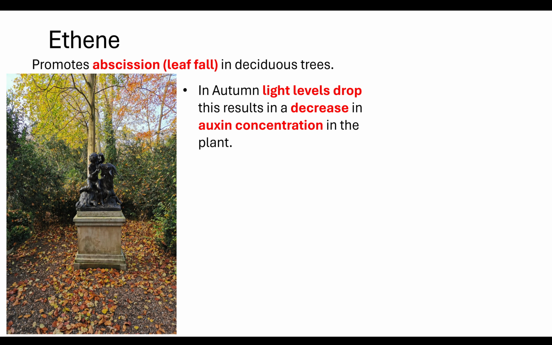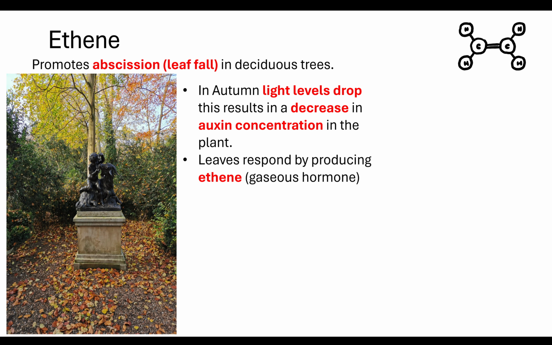Well, in autumn, the light levels are dropping. Now that's going to result in a decrease in auxin concentration in the plant. Now auxin is another hormone which I've done a whole video on, so do check that one out. But the key thing to know is that when the plant detects that the auxin concentration has decreased, it will respond by producing this new hormone, ethene. Now, ethene is a gaseous hormone.